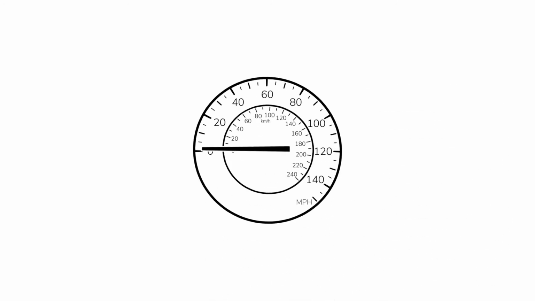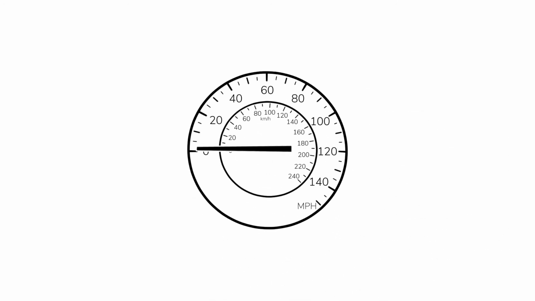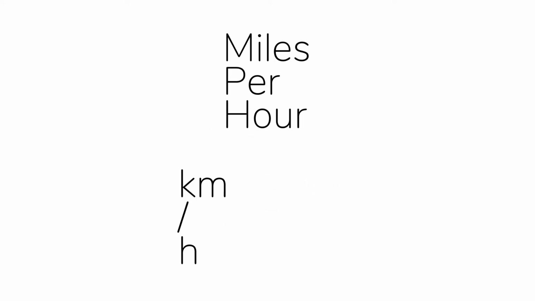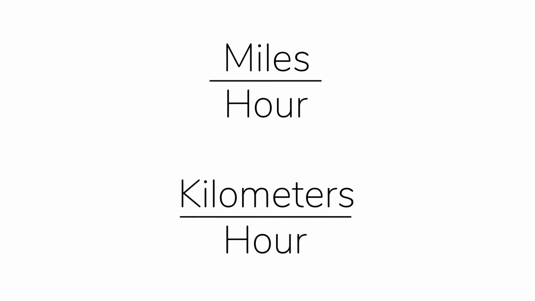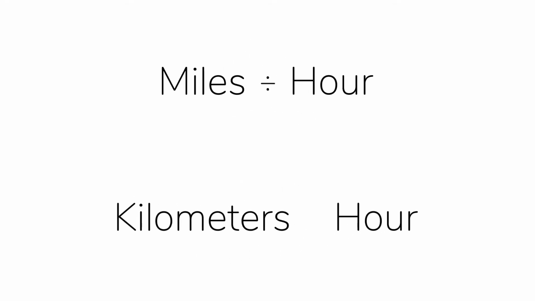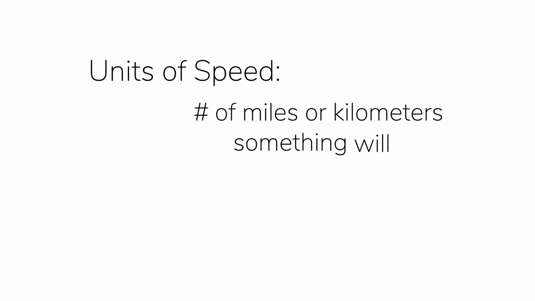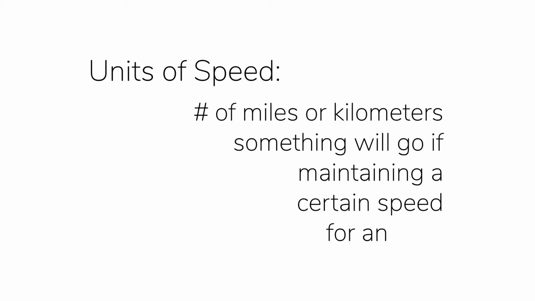For example, the speedometer of a car displays a speed in mph or km/h, which stand for miles per hour or kilometers per hour respectively. Per, we can understand to mean over in the case of fractions, or divided by in terms of mathematical operations. That said, the meaning behind these units is simply how many miles or kilometers something will go if maintaining a certain speed for an hour.